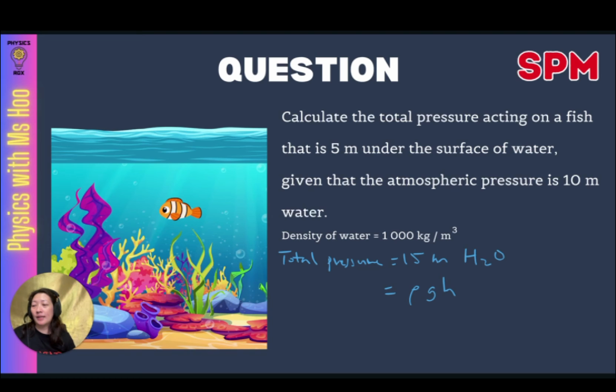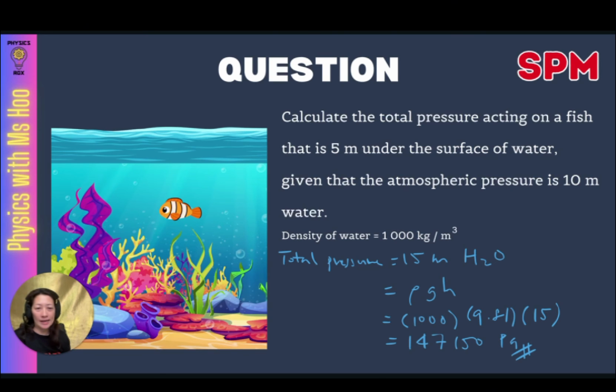So given that the density of water is 1,000 kilogram per meter cube, G we will take as 9.81 because this is more of an SPM question. And H, of course, is 15. So solving this, you would get 147,150 Pascal.